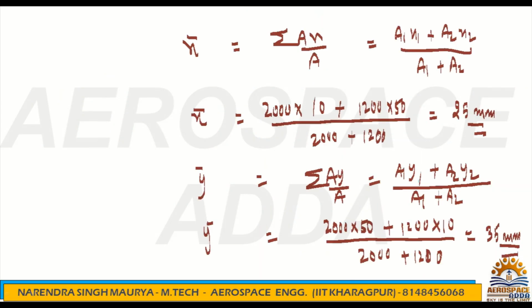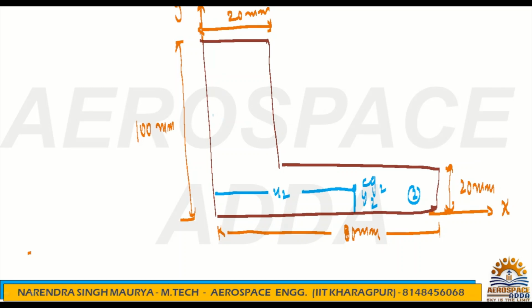So x1 is measured here, and y1 obviously will be measured from here. This is the y1, the CG, and this is x1. This is CG1, meaning for section 1 this is the CG location.